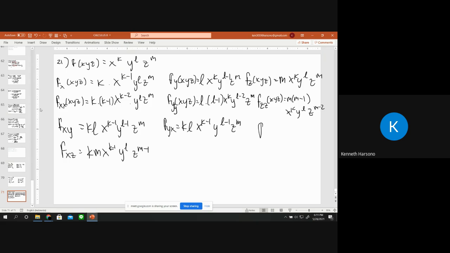And the same with this one, f_zx is k m x^(k-1) y^l z^(m-1). And this one is also the same with f_yz and f_zy, again l m y^(l-1) z^(m-1) x^k.